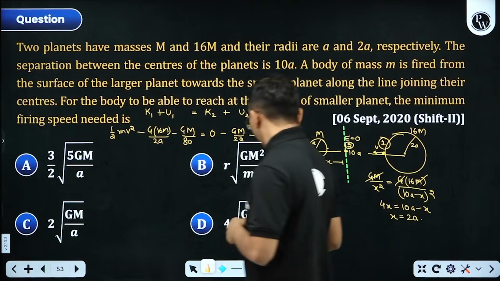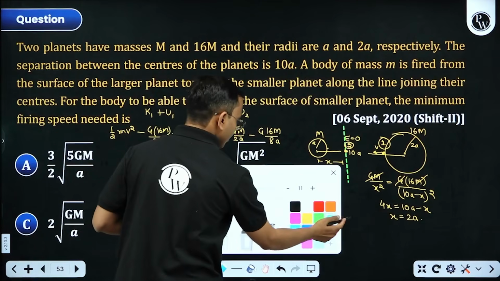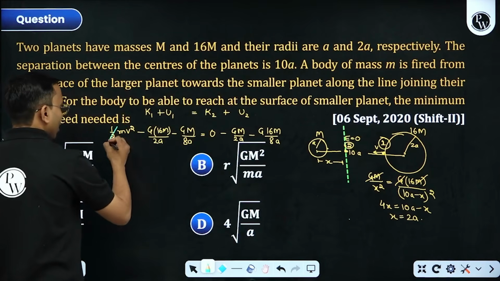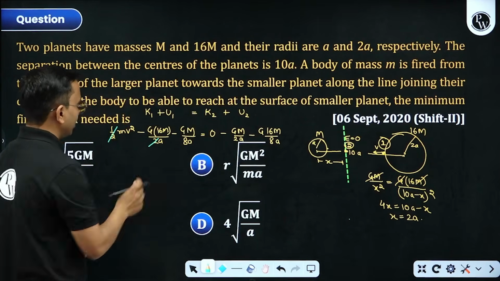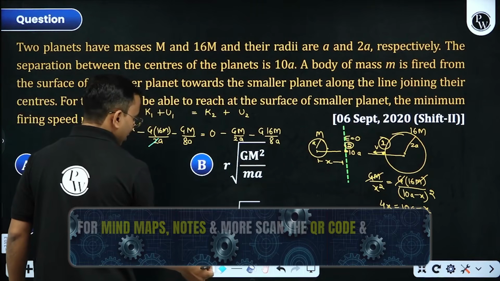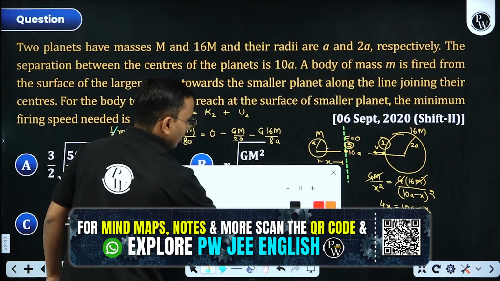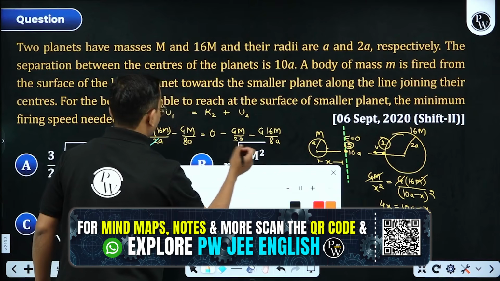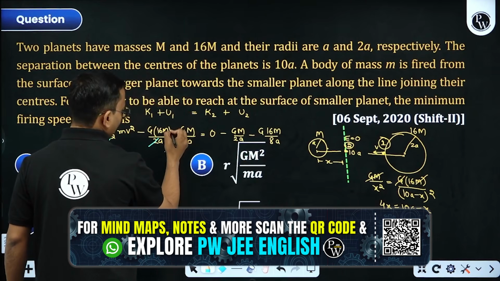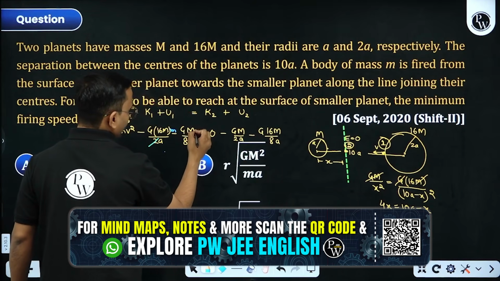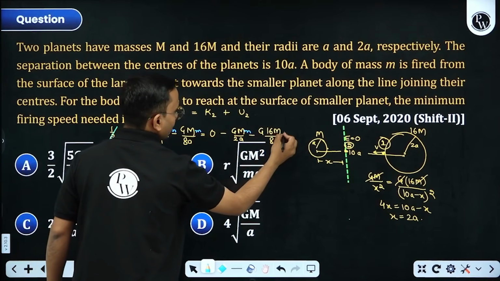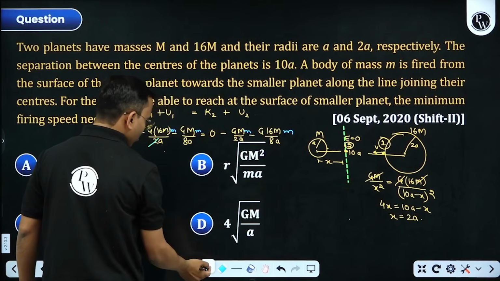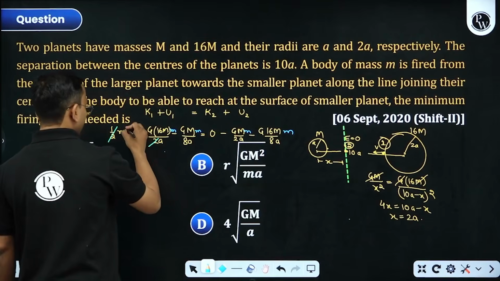Let us solve. I made a mistake here. I just wrote the potential, but I need to write the potential energy, and when I write potential energy, I'll just multiply with small m. Anyway, that small m is going to cancel.